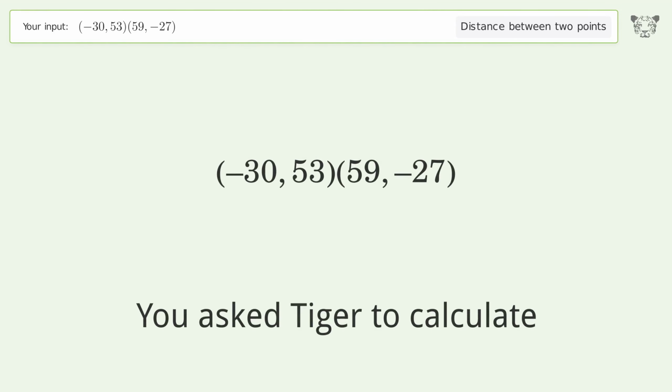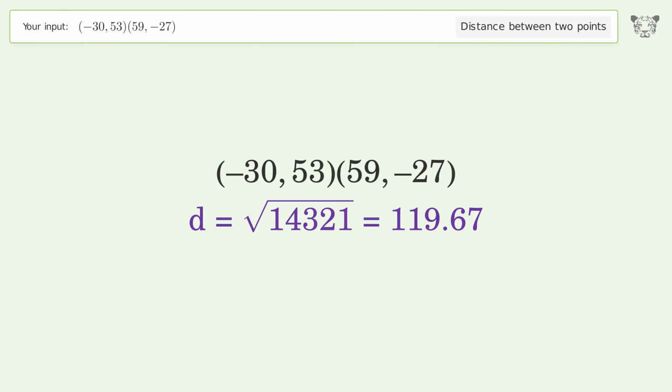You ask Tiger to calculate. This deals with the distance between 2 points. The distance between the 2 points is the square root of 14,321, or 119.67. Let's solve it step by step. Plot the 2 points and calculate the distance using the formula.